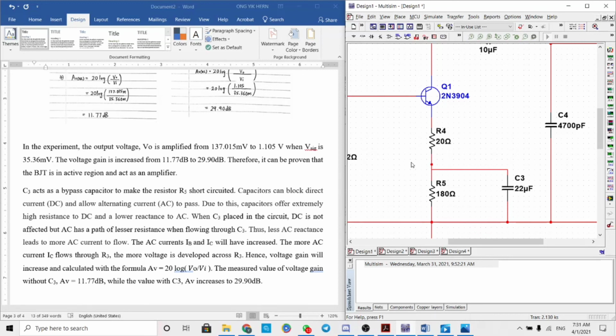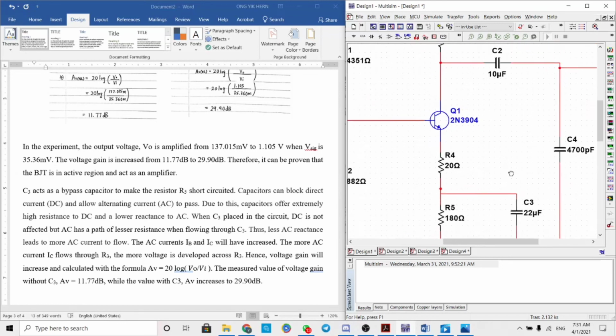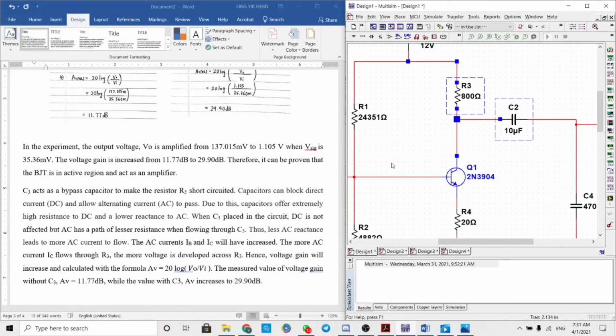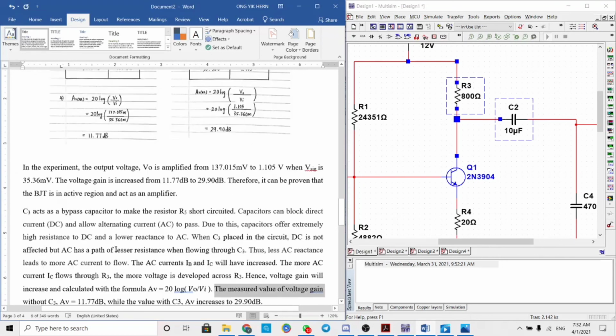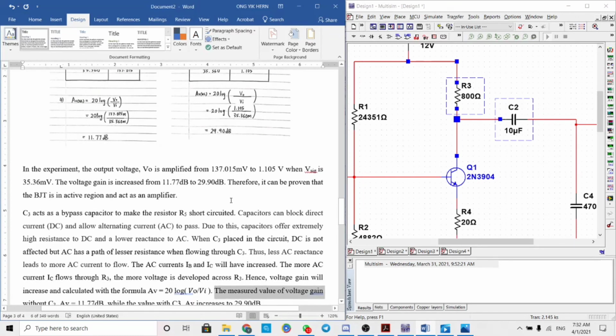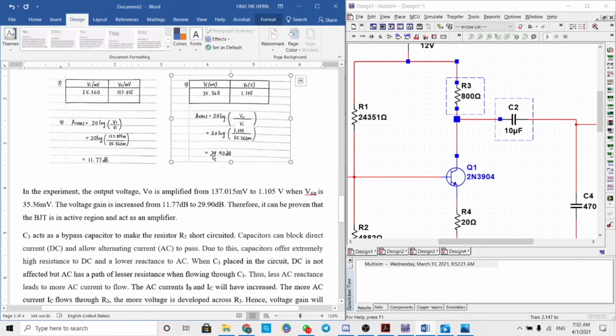The AC currents IB and IC will increase. The more AC current flows through R3, which is RC, the more voltage is developed across R3. Hence, voltage gain will be increased and can be calculated with the formula. So in this experiment, the measured value of the voltage gain without C3 is 11.77 dB, and the voltage gain with C3 is equal to 29.9 dB.